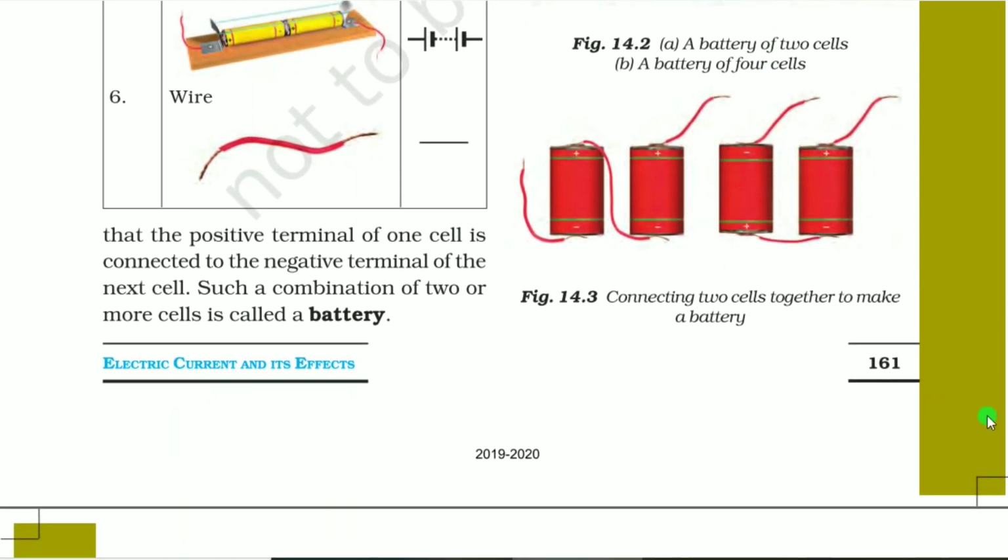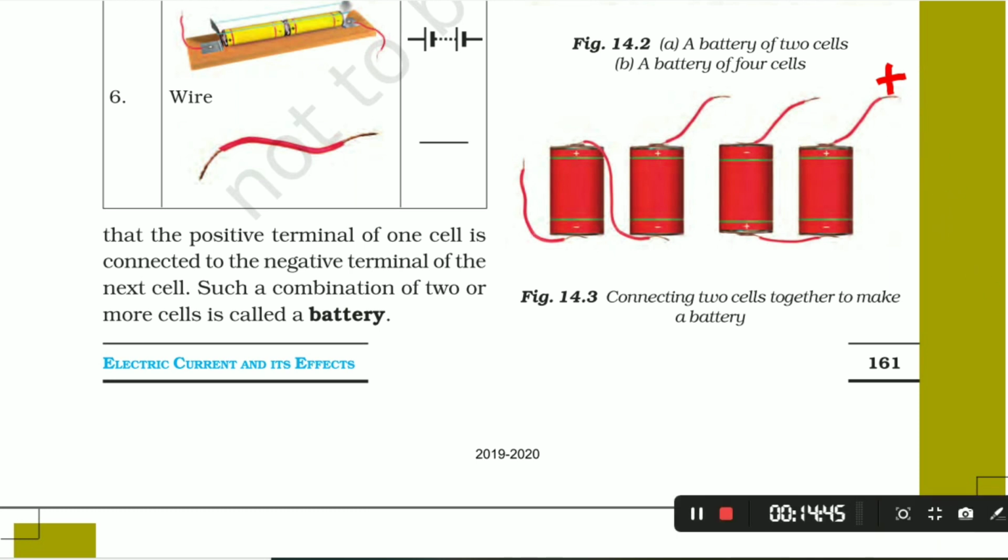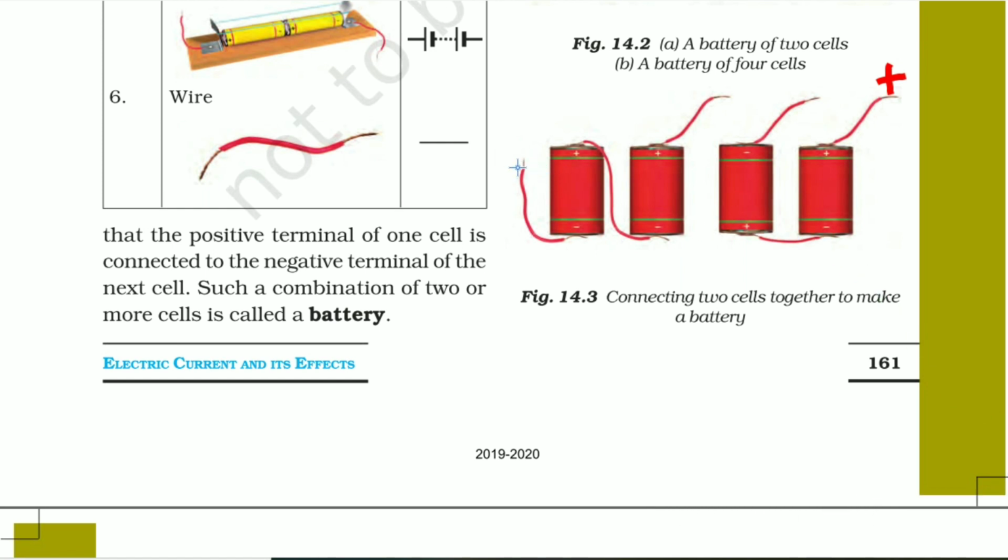You can see one thing we do: how to connect these cells to make one battery, and we know the rule. What is the rule? One positive and one negative will remain unblocked, that is open, and the remaining positive and negative terminals will be connected. I will show you in this figure how they will be connected. Now this is the positive terminal, this is the positive terminal, and this is the negative terminal.